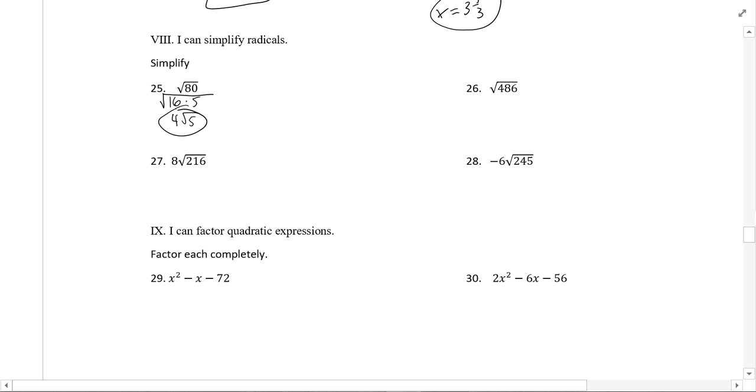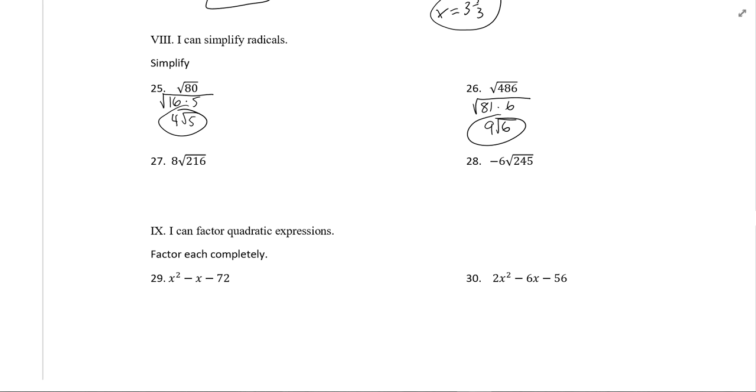All right, pause the video and you try number 26. And again, you want to look for the biggest perfect square factor. You can use 2, but you'd have to do a lot. You'd have to do a factor tree and keep going. So try to see if you can figure out what the biggest perfect square factor of 486 is.